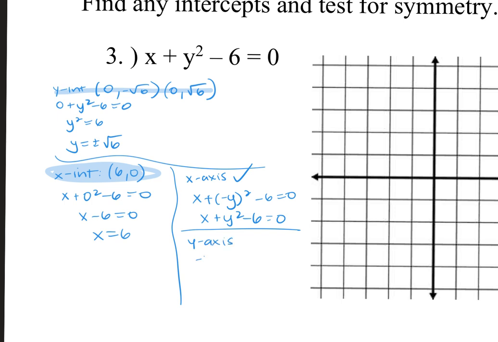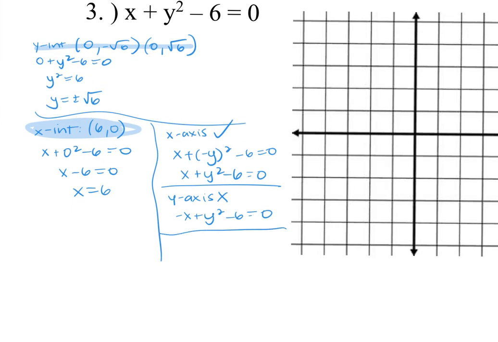Y-axis, I plug negative x in. Does not go back to the original, only the x's change. So it does not have y-axis symmetry. And then origin, I plug both negative x and negative y. The y is going to go back positive, but the x would have changed signs. So my origin would also fail.